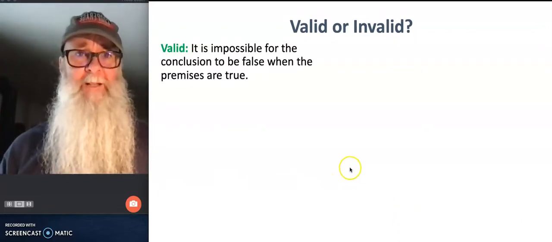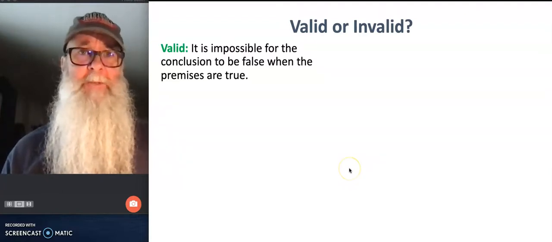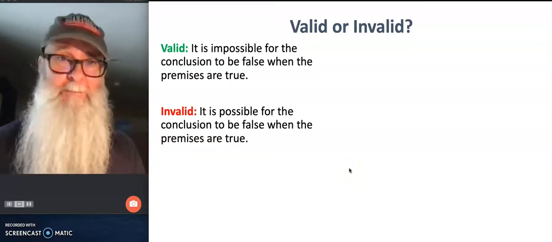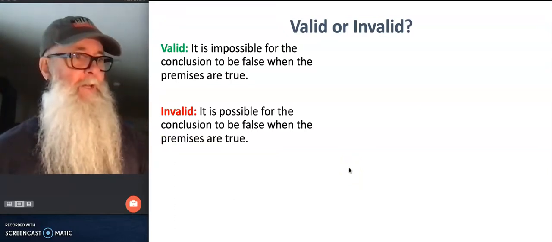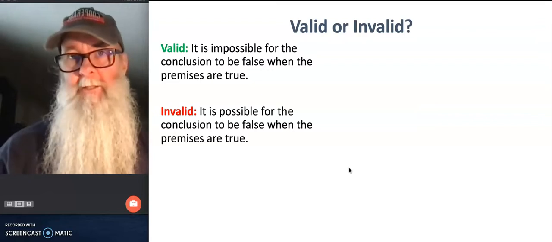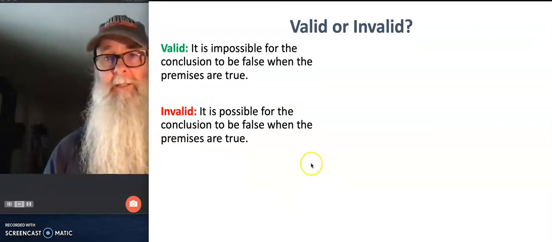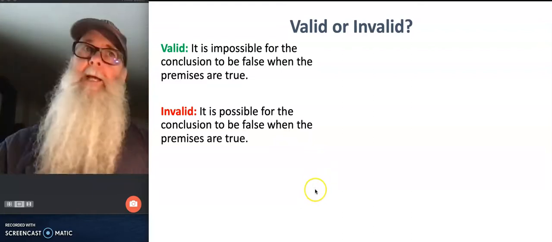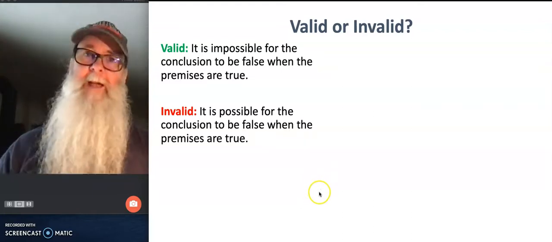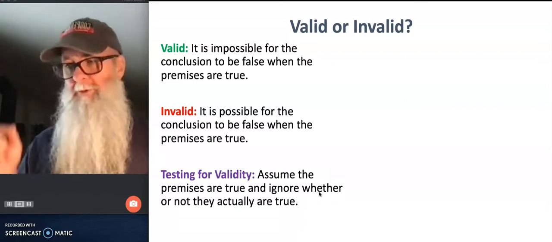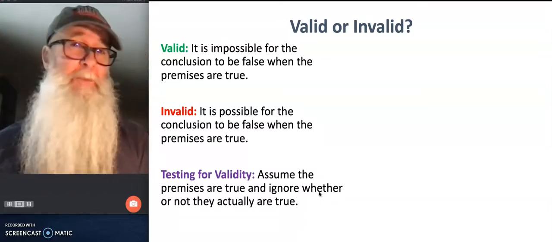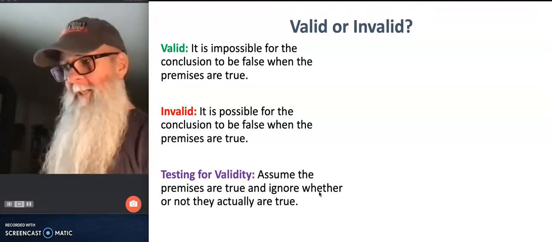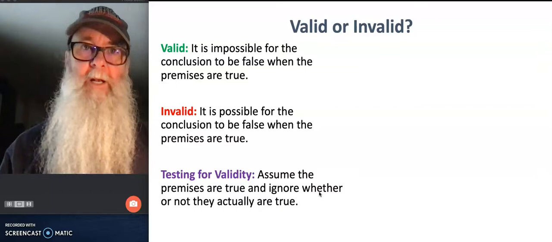Remember, an argument is valid if it's totally impossible for the conclusion to be false when the premises are true. If you can think of one possible way the conclusion could be false, even when the premises are true, then you've got yourself an invalid argument, just like the last one we looked at, that we found a way to consider the premises true, and yet the conclusion wasn't necessarily true, and that made it invalid. Important, do not concern yourself initially with the actual truth value of the premises or the conclusion. Who cares?